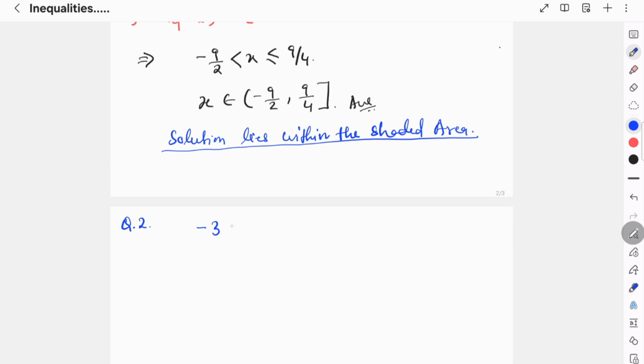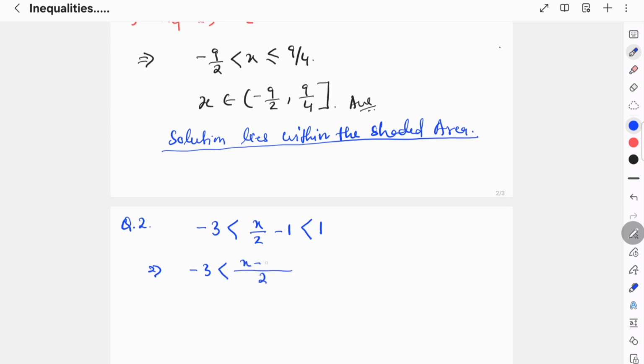Now let's see the second question. The second question is x by 2 minus 1 is greater than minus 3 and less than 1. So let's try to solve this inequality.